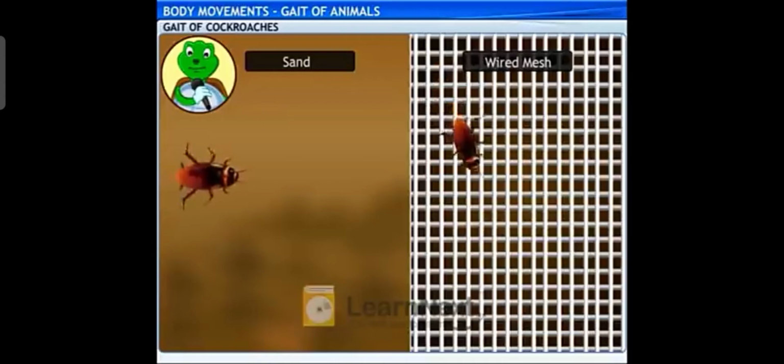At the same time, on wired mesh, which you may have seen in your places, it is also very easy for a cockroach to move through. So what is the reason for moving very easily? Due to the presence of spines on the leg. So this is the process of how a cockroach moves.